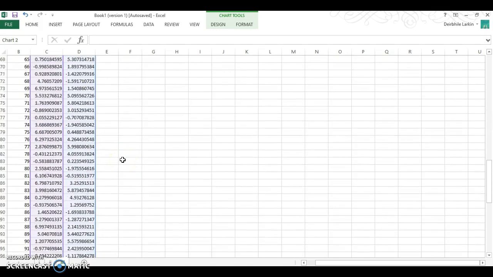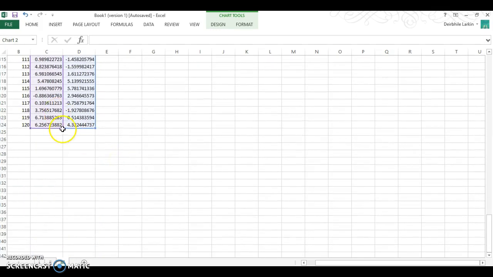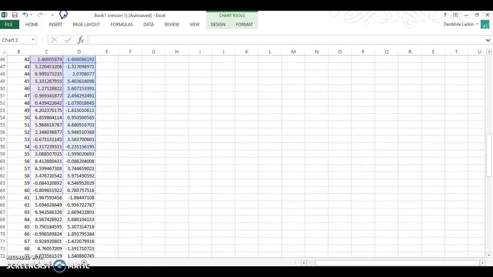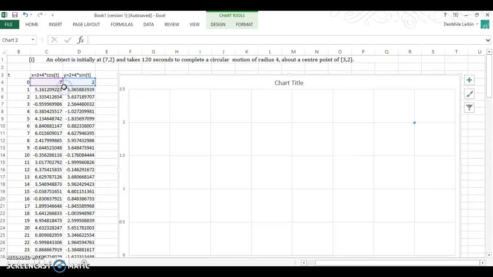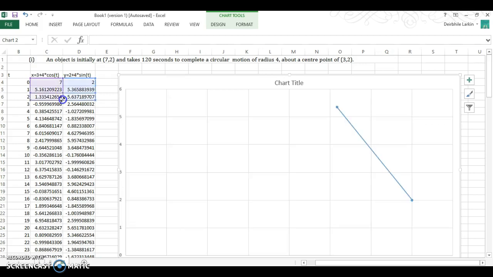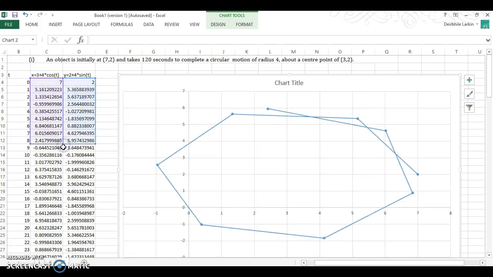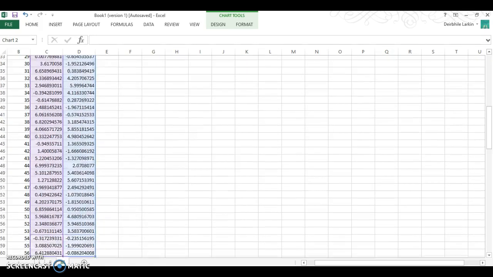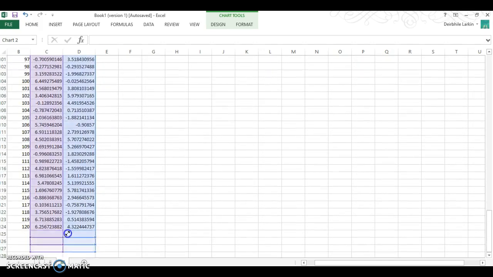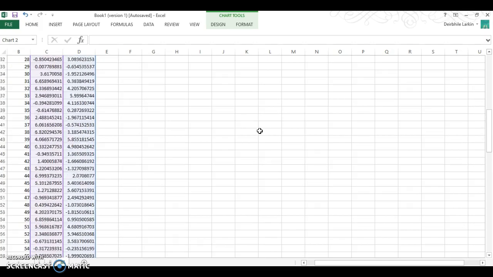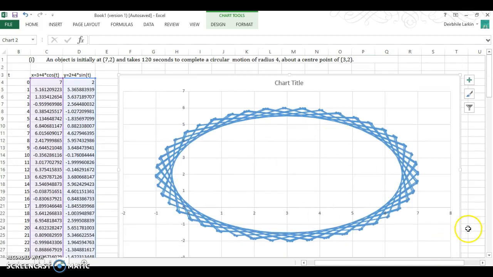As you can see, if I move this up, we can see the creation. It starts here and it just keeps going until it's in a circle, and it goes over and over for 120 seconds and forms this graph. For the direction of it, this is going in an anti-clockwise motion.